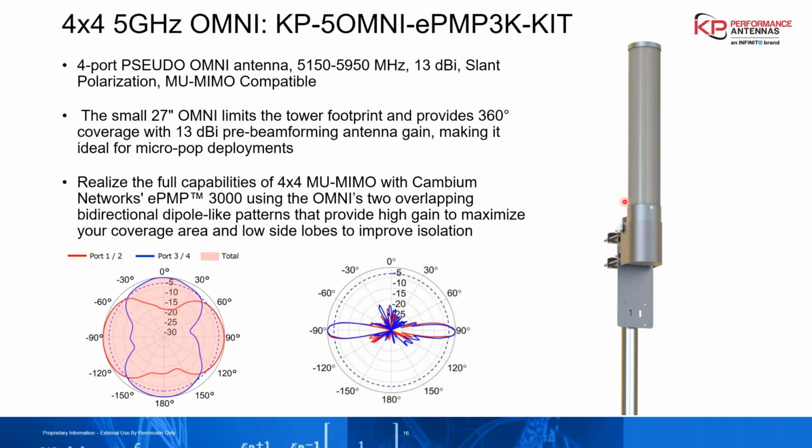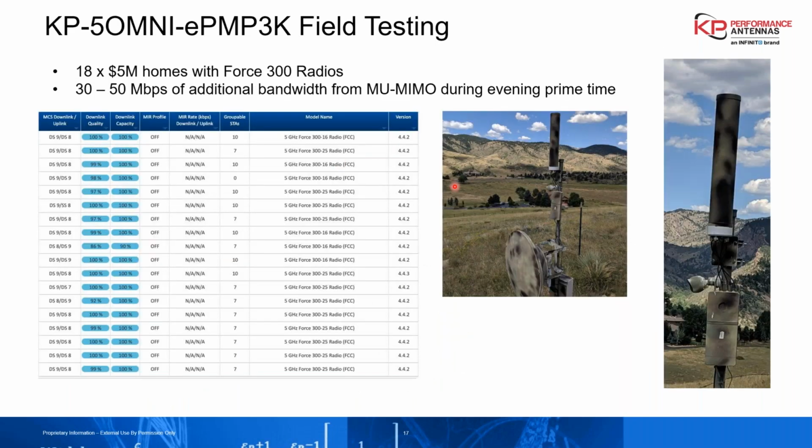all on one AP. The construction on the inside is a little bit complicated, but it essentially provides this omnidirectional pattern on all 4 ports, and then the radio is able to use its multi-user MIMO feature in order to get the high throughput. And I'm just going to show an example of field testing being done on one of the units.